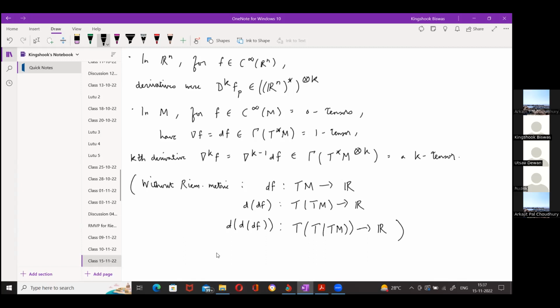Here we're looking at what the base manifold is fixed, and we're just looking at higher and higher rank vector bundles on the same manifold. But here the base manifold itself is changing. TM is a vector bundle over M, but TTM is a vector bundle over TM, and TTTM is a vector bundle over TTM, and so on. So if you didn't have a Riemannian metric, then these higher order derivatives become horribly complicated objects.